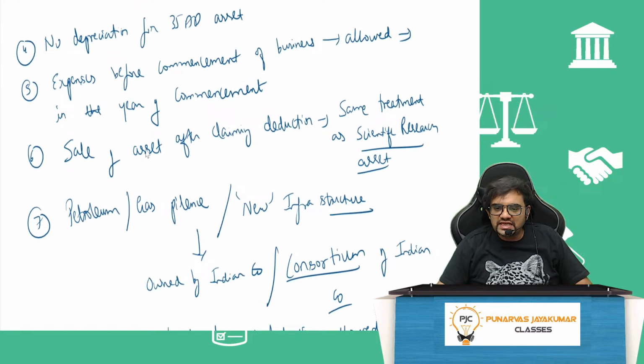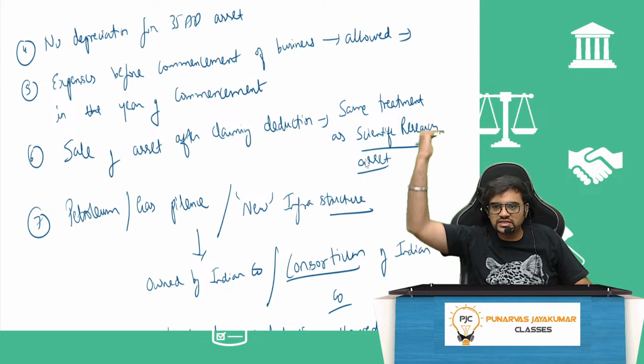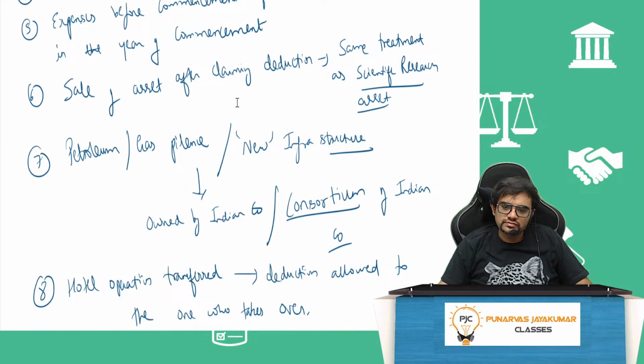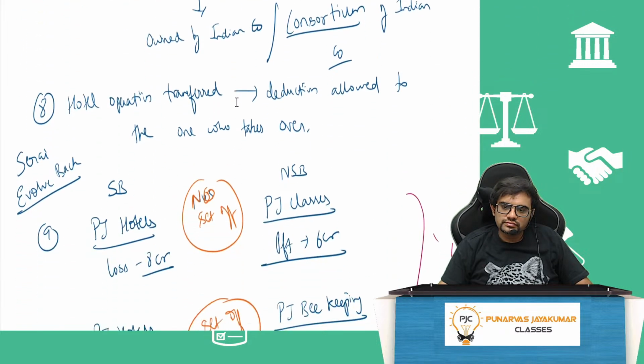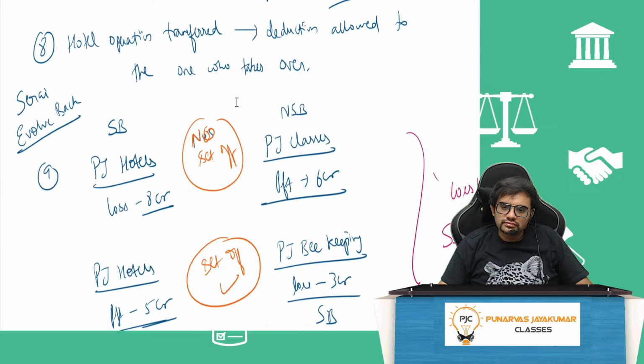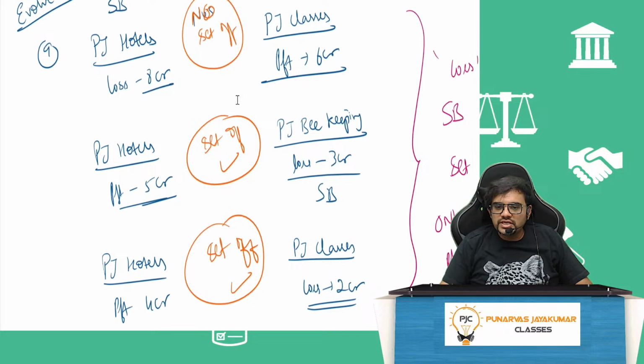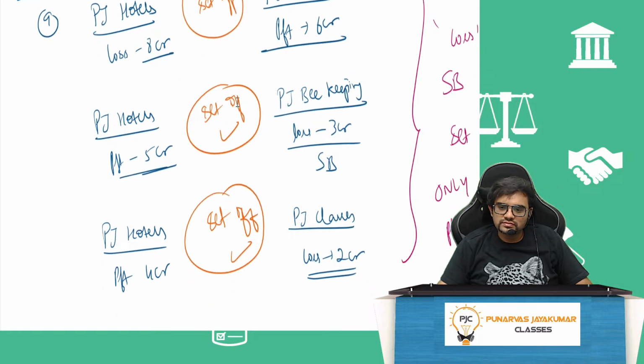If I sell the asset after claiming deduction, same treatment as scientific research asset. Same thing we have done before, no change. So what about set off? PJ Hotels, specified business, had loss of 8 crore. Non-specified business, PJ Classes, profit of 6 crore. Can I set off? No. Loss from specified business cannot be set off against profit of non-specified business.